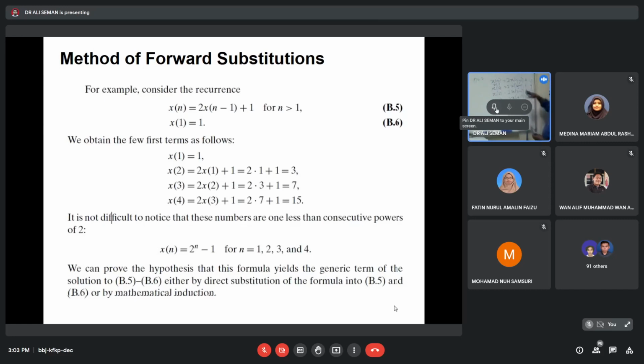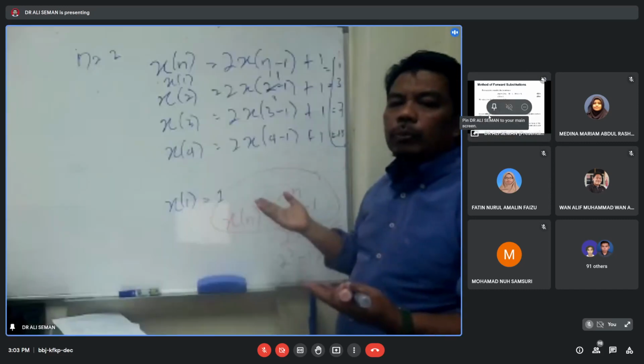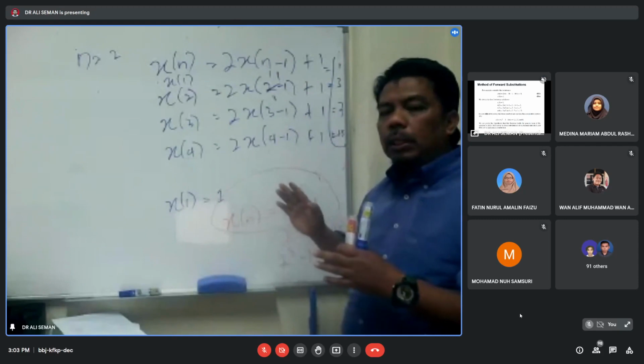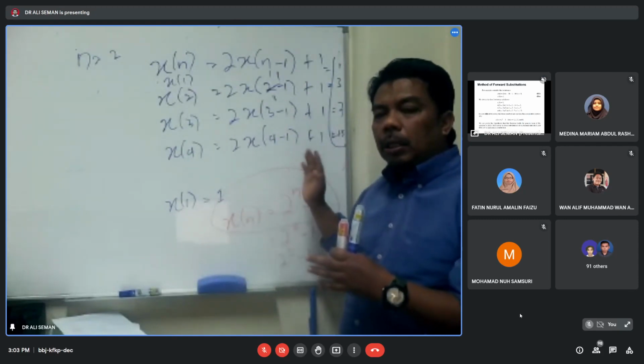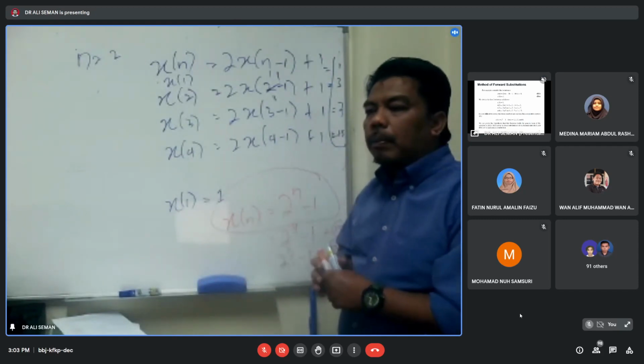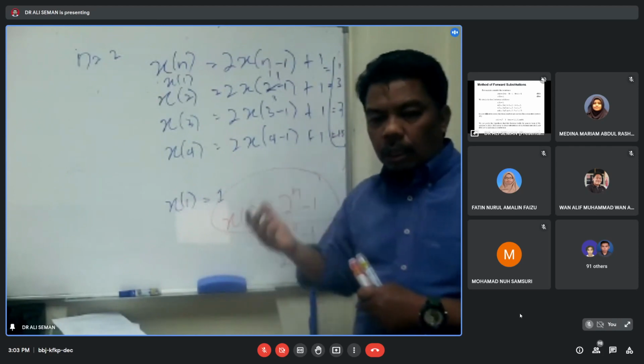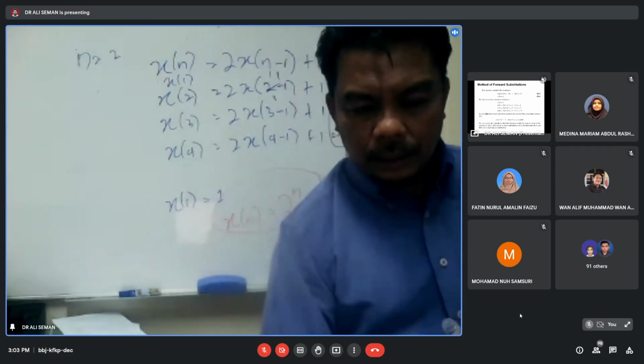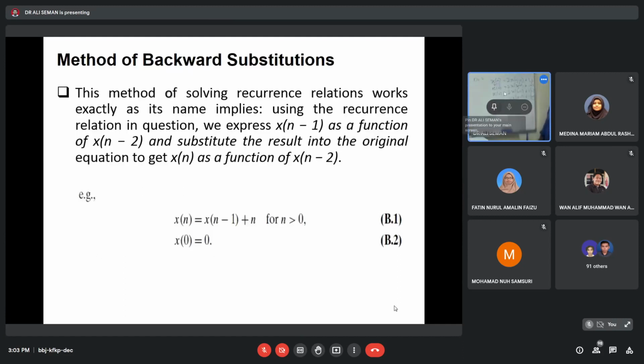This is how we can use that induction. Okay, this is just to introduce you to forward substitution. I'm not going to explain in detail because we're not going to use this for the analysis. Actually, we use the next method called the backward substitution method. Clear?